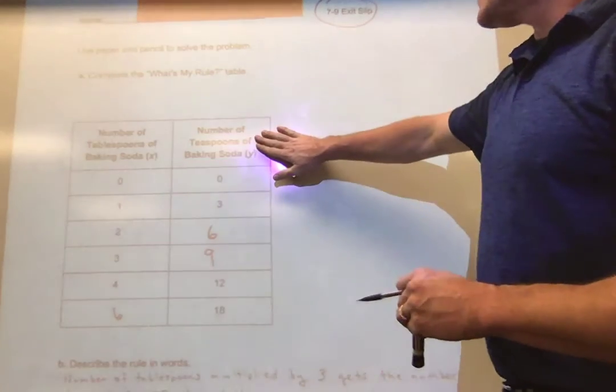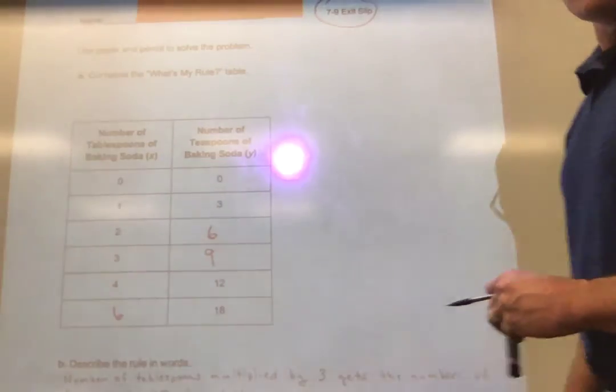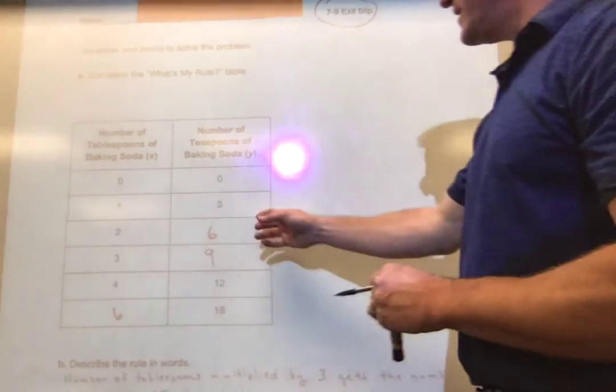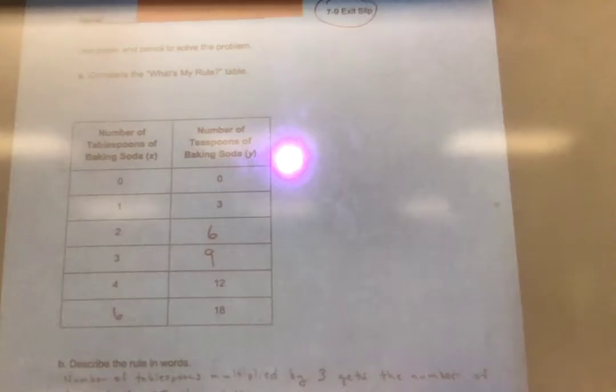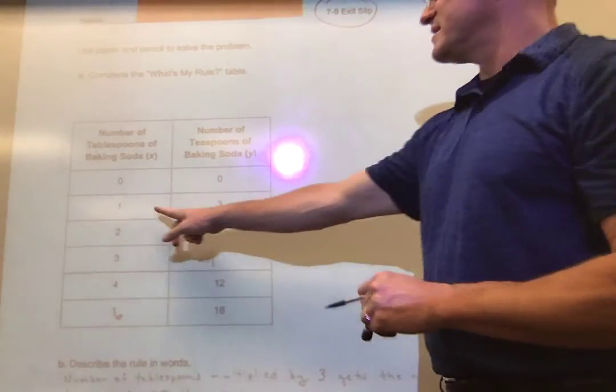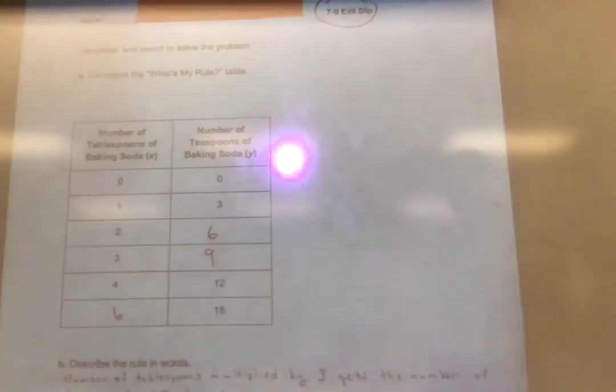Which I know means teaspoons are smaller. We know they're 3 times smaller, right? Because we need 3 times as much of the teaspoon to make a tablespoon. So there's that unit rate I like. Every one of these tablespoons is 3 teaspoons.